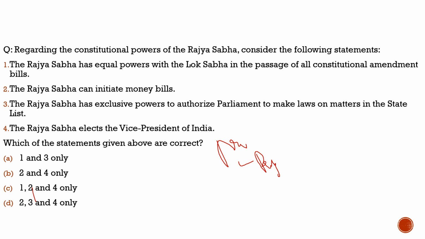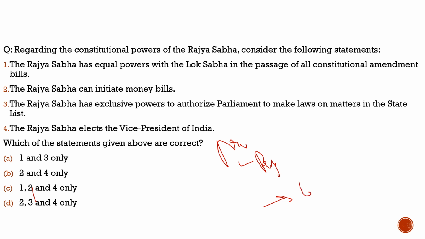In the constituent power of the Rajya Sabha, it has a power related to the constitutional amendment bill. It gives independent power to the Rajya Sabha, and the Constitution does not provide for a joint session for the constitutional amendment bill. So what does that mean?